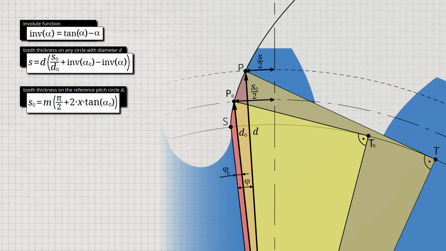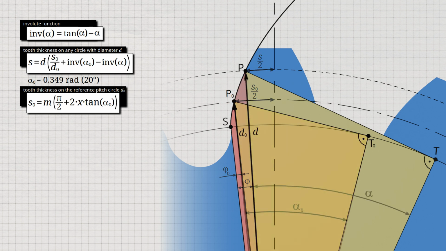This relationship is as shown, where m is the module of the gear. While the involute angle alpha 0 for point P0 on the reference pitch circle corresponds to the standard pressure angle of usually 20 degrees or 0.349 radians, the involute angle alpha for point P still has to be determined.